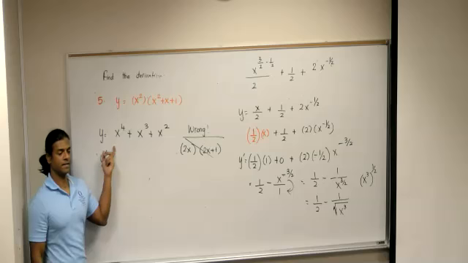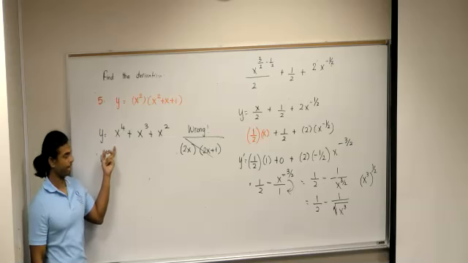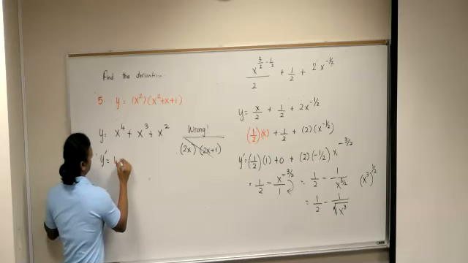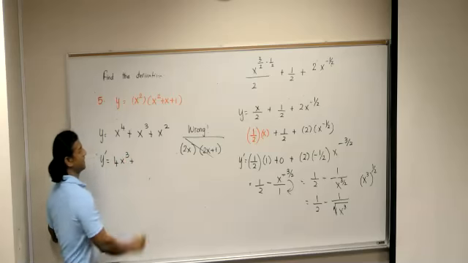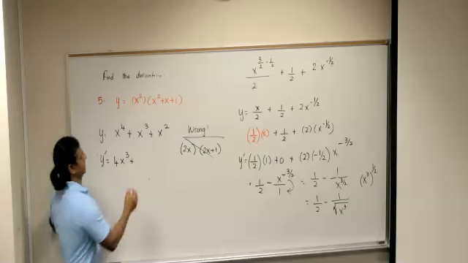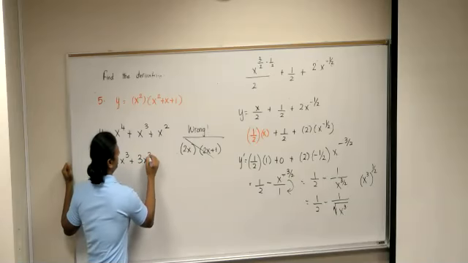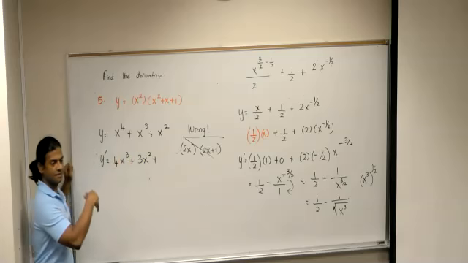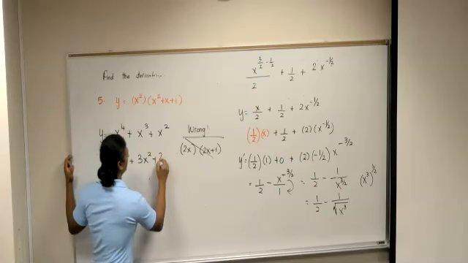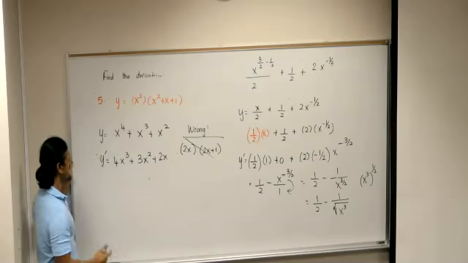Derivative of x raised to 4 is 4x raised to 3. Derivative of x cubed is 3x squared, and 2x.